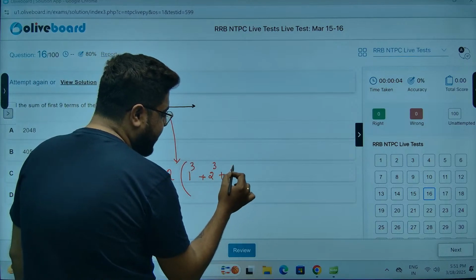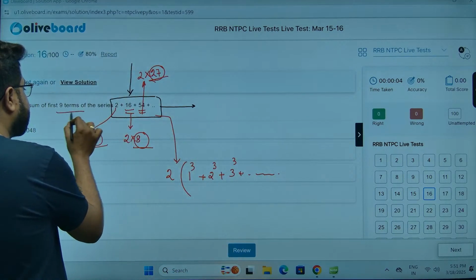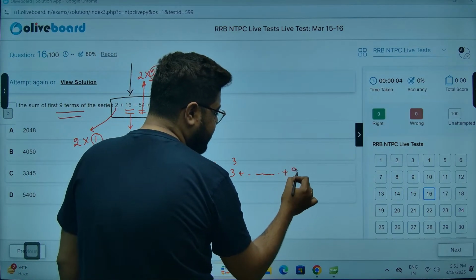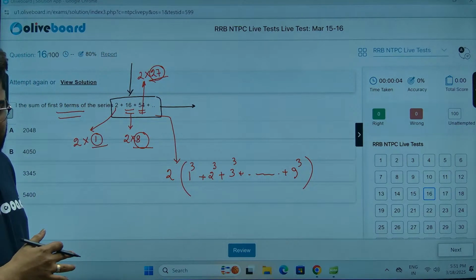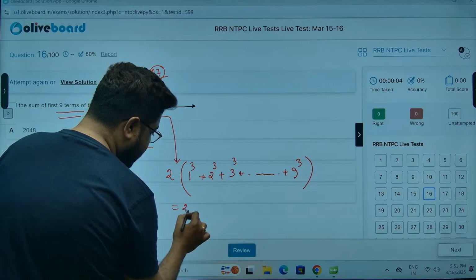27 means I can write 3 cubes, sir. So till how many times? Sir, 9 terms they are asking. That means I need till 9 cubes, sir. 9 terms means 9 cubes. Again, if you don't know what the last term is, that also works. So this means, sir, it is 2 into.